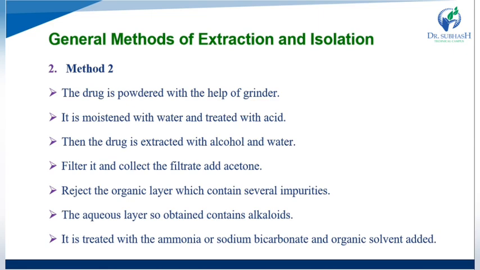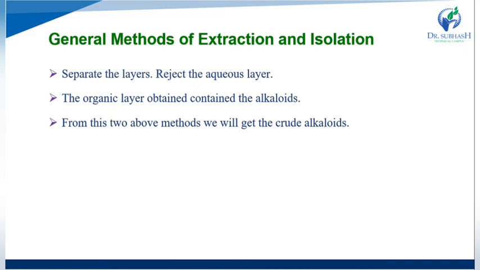It is treated with ammonia or sodium bicarbonate and an organic solvent is added. Then separate the layers and reject the aqueous layer. The organic layer obtained contains the alkaloids. So from these two methods, method 1 and method 2, we get the crude alkaloids.